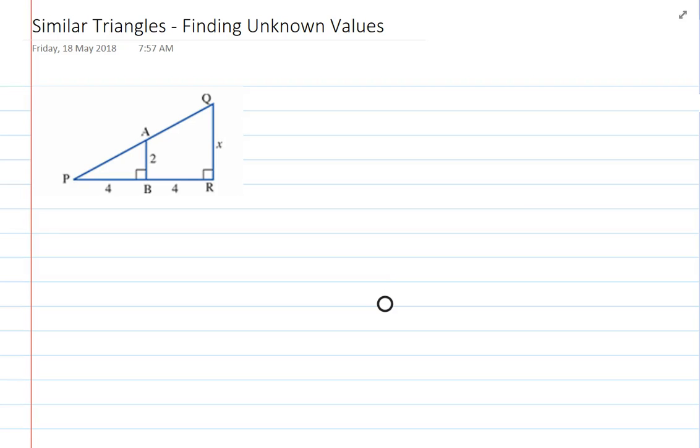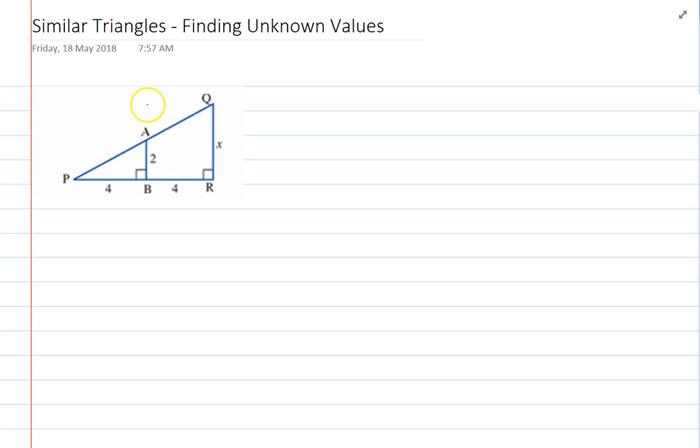In this video, we'll use our knowledge of similar triangles to find unknown values. So the first thing to remember is, what do we know about similar triangles? Similar triangles have equal angles and corresponding sides are in the same ratio. So we need to look at the ratios and use our proportion to find unknowns.